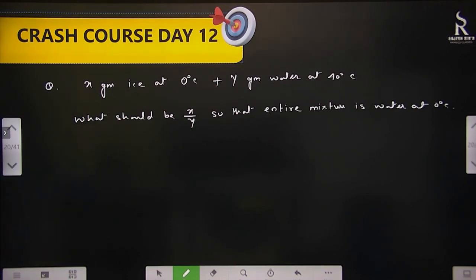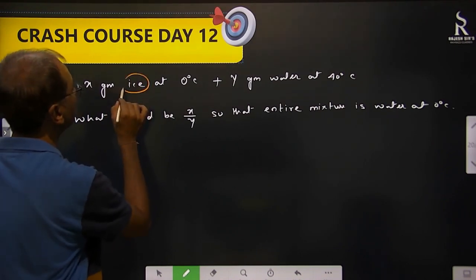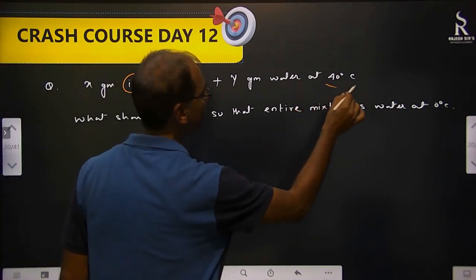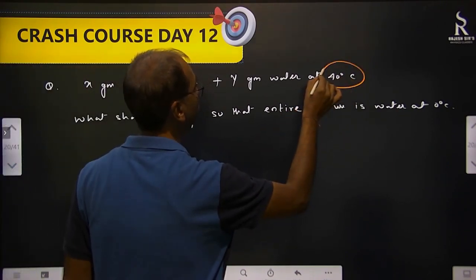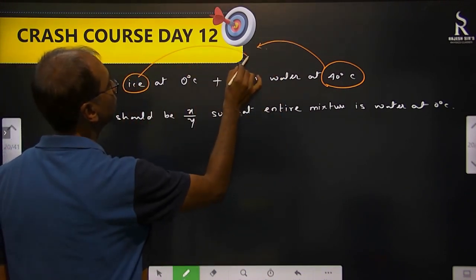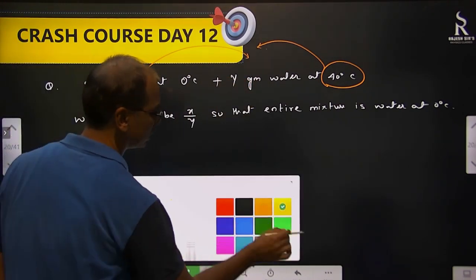Okay, let's see what this is. X gram of ice at 0 degrees centigrade plus Y gram of water at 40 degrees centigrade. What should be X by Y so that the entire mixture is water at 0 degree centigrade? So the entire mixture becomes water. That means this ice needs to convert fully into water at 0 degree centigrade. That means this water also should come to 0 degree centigrade, and whatever amount of heat it is releasing, that is entirely used by ice and converts into water. That is only, no? Simple question, you have to understand that, that's all.